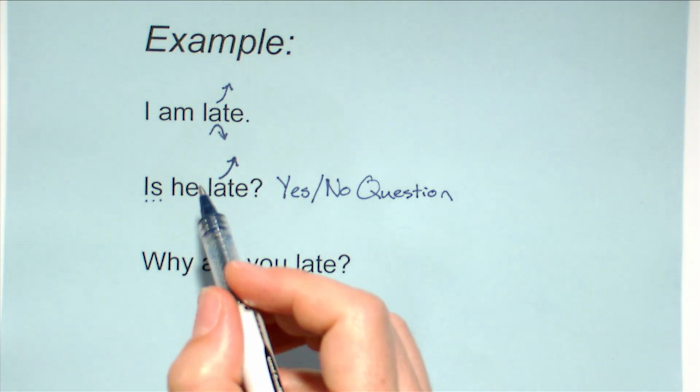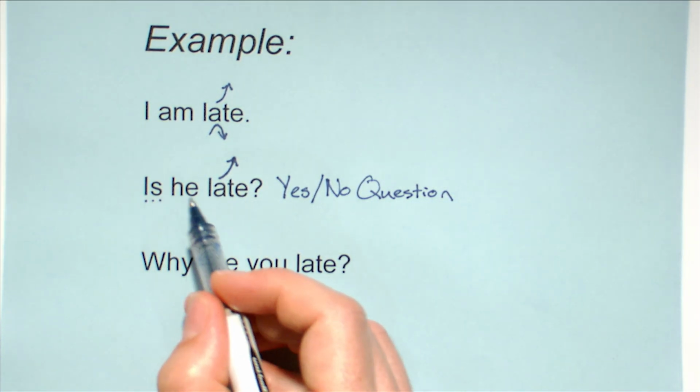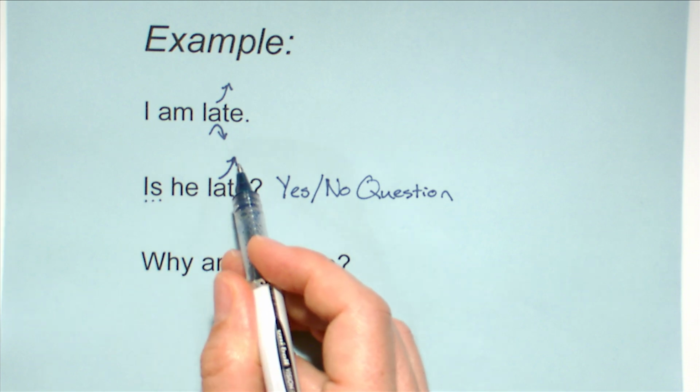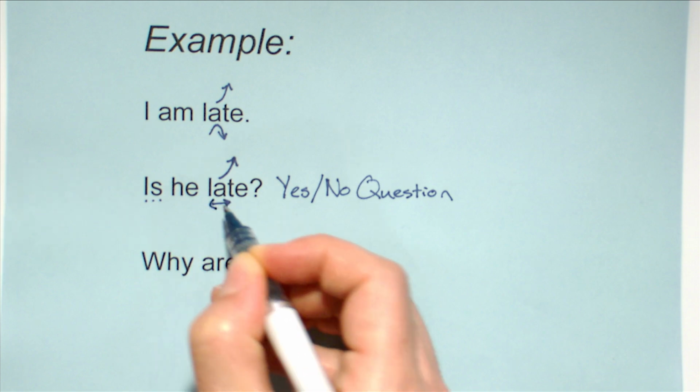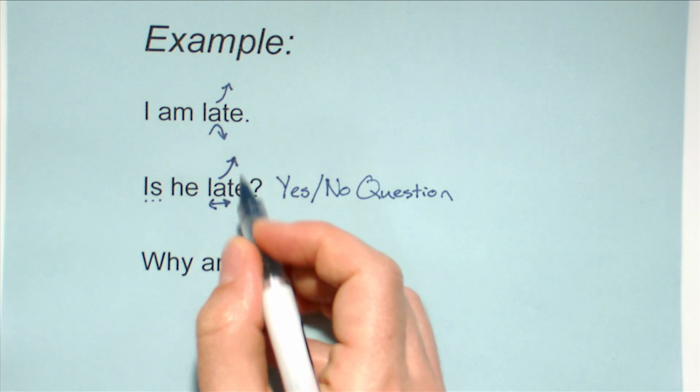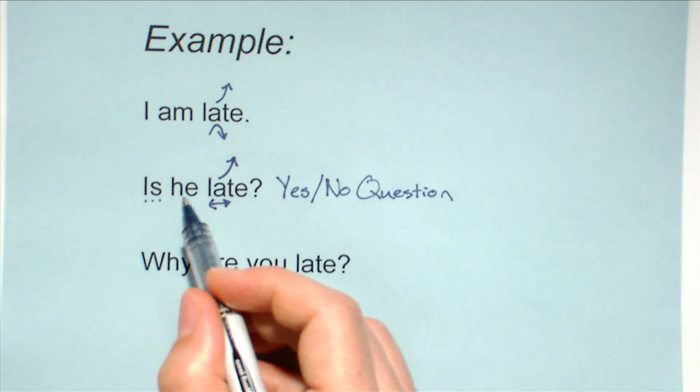Okay, pronounce it after me and make your intonation go up. Is he late? When we do our intonation, what we can do is we can make the vowel a little bit longer, and that gives us space to go up or to go down. Try it again. Is he late?